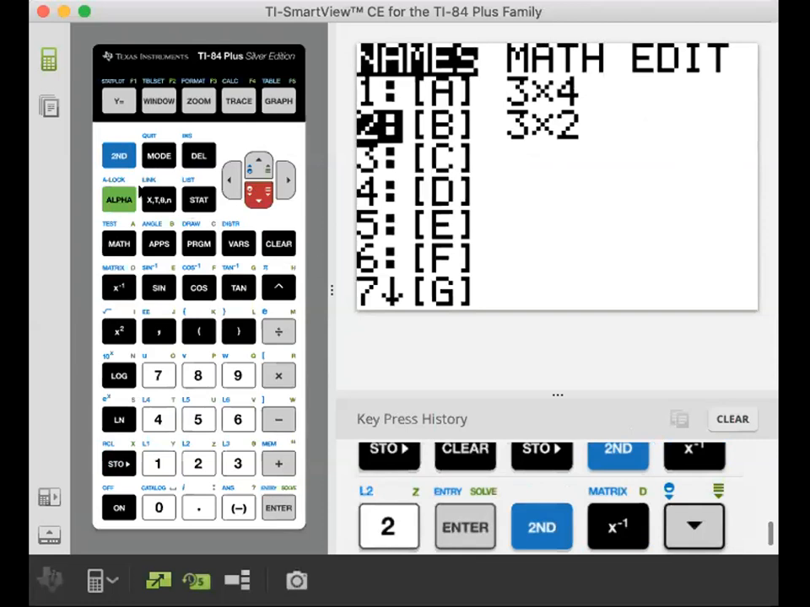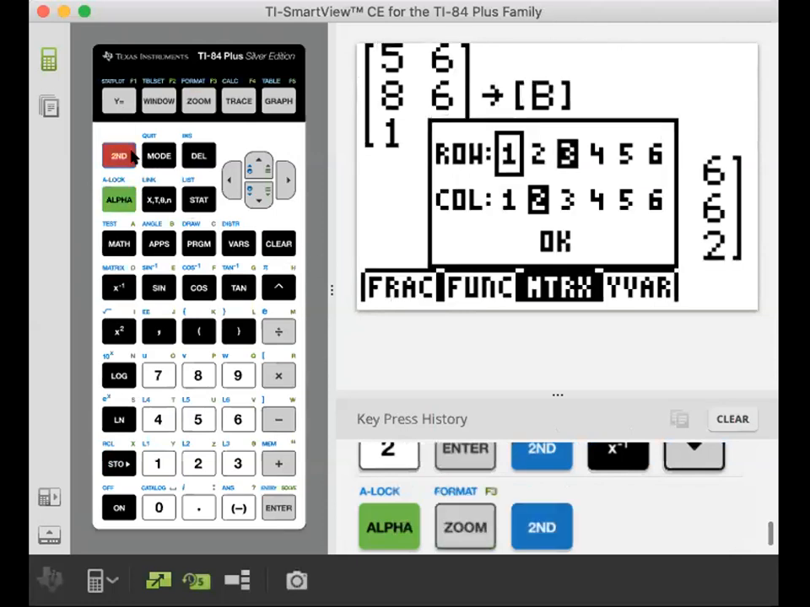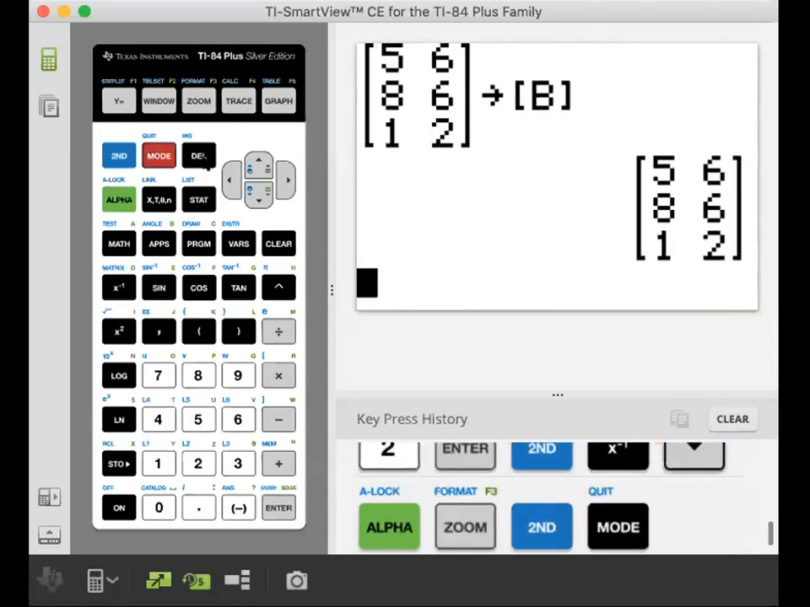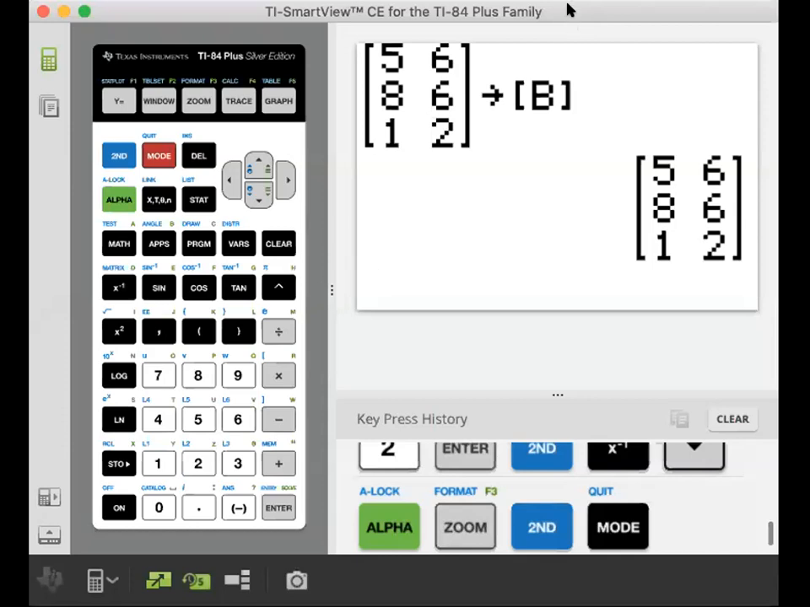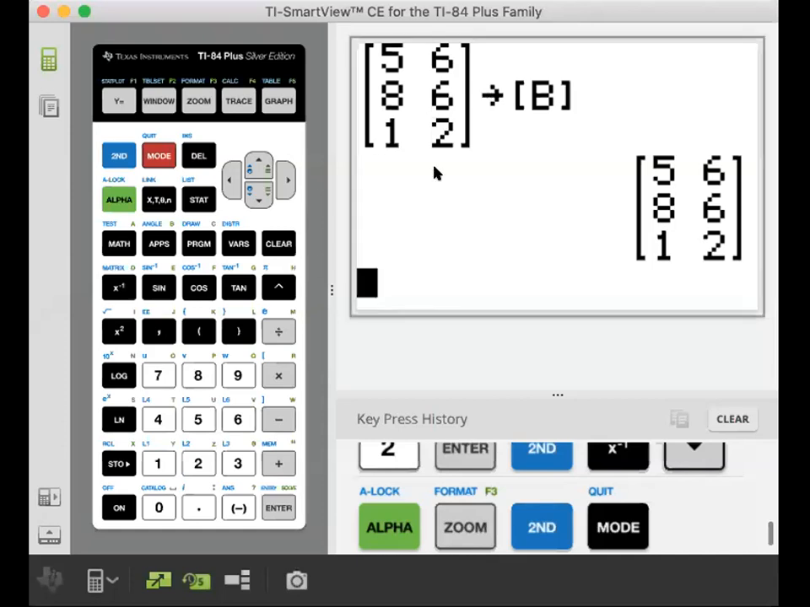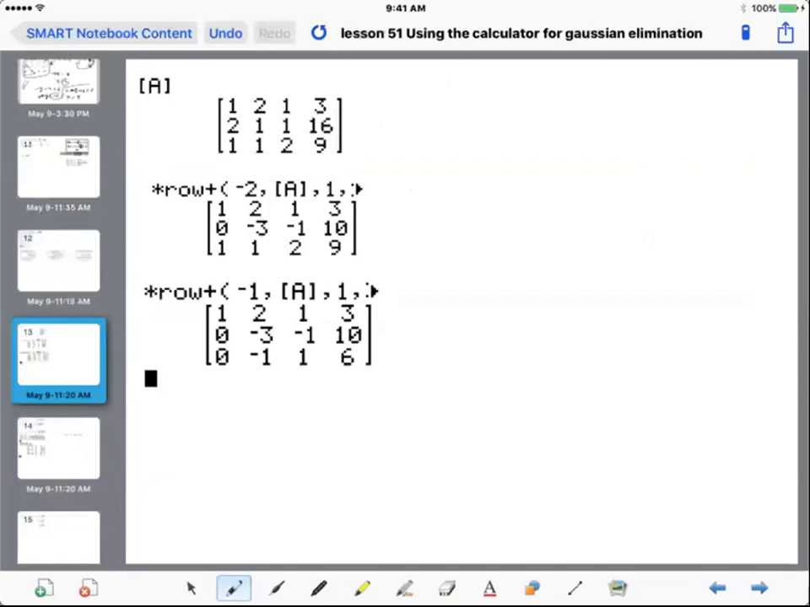The newer calculators, unless you have a really old calculator, have this alpha menu where you can push alpha zoom and get to the matrix. Okay, so that's the main thing that I wanted to show you today. I'm going to bring back up the iPad for a second. Okay, so here's the iPad.